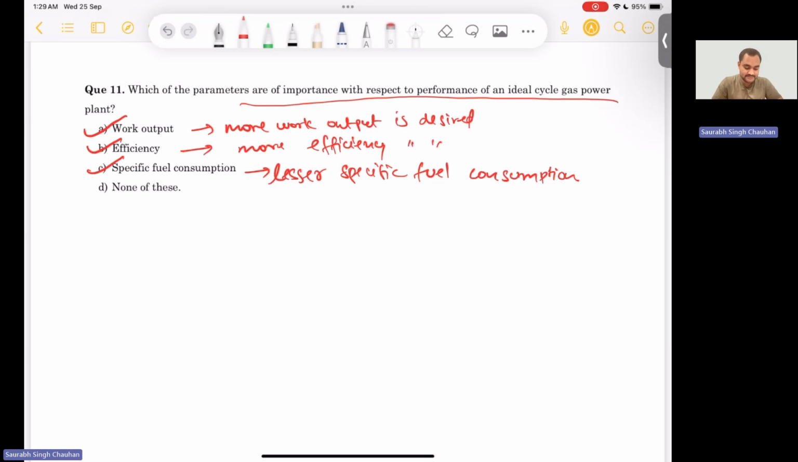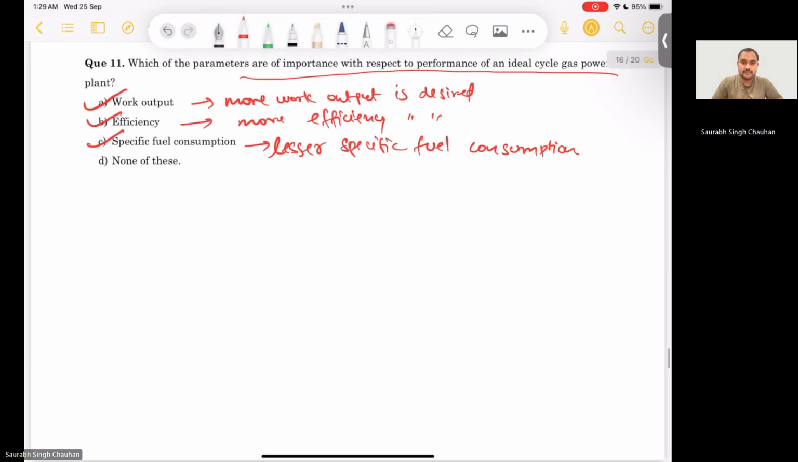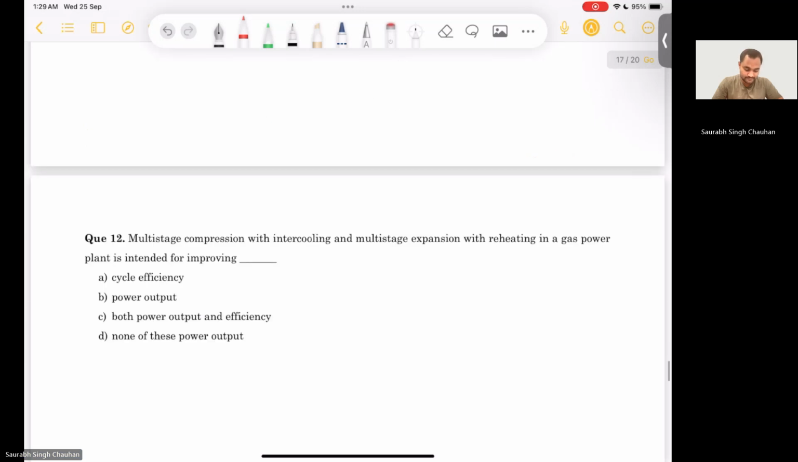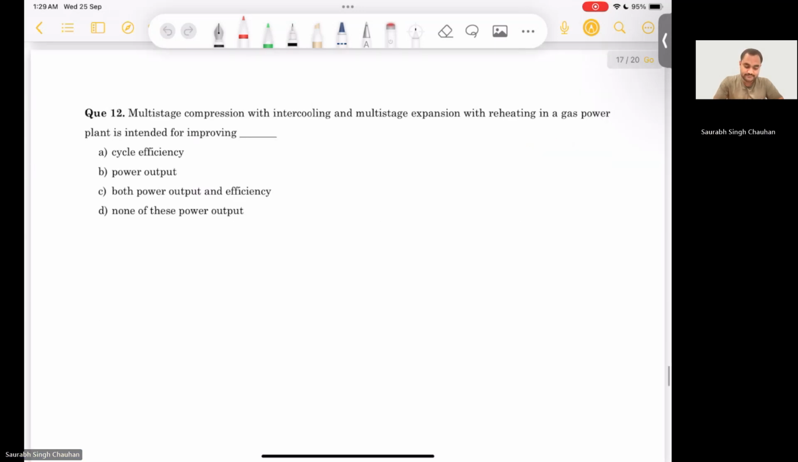So I hope that this is clear, and we can move to the next question. Question number 12. It says that multi-stage compression with intercooling and multi-stage expansion with reheating in a gas power plant is intended for improving.